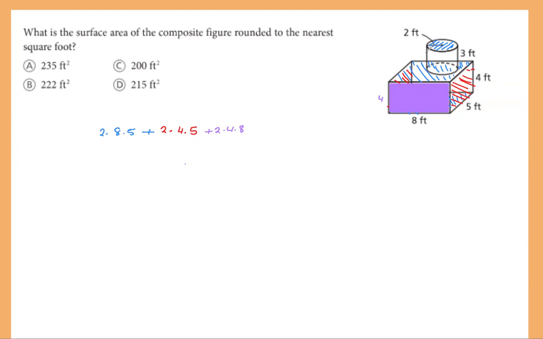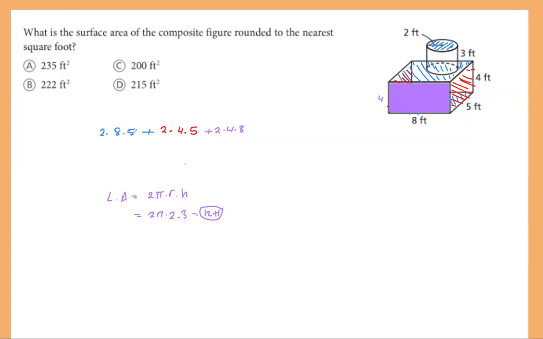But there is one more that we didn't count so far, the lateral area of this cylinder. If you remember, the lateral area of a cylinder is the circumference of the circle, which is 2 pi r, times the height of that cylinder. In this case, the 2 feet is given as the radius. So we can say 2 times pi times 2, and the height is 3. Like this is 2, and this is 3. So that will be 6 times 2, which is 12 pi. So the lateral area is 12 pi.